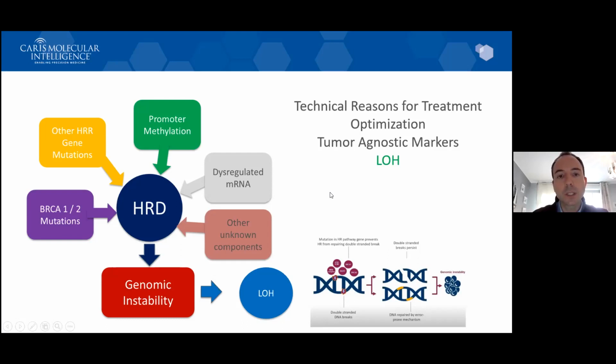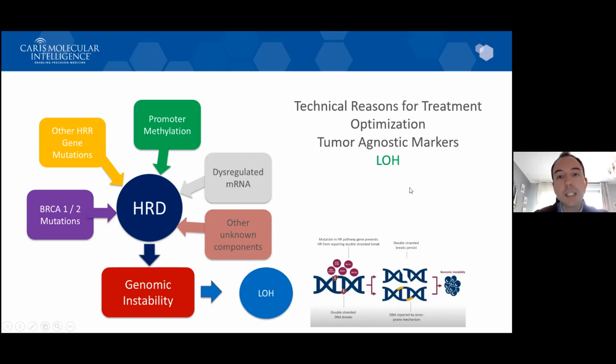It's loss of heterozygosity. There are different ways of analyzing this, but the reason why LOH is important is because there are factors leading to LOH which you cannot analyze immediately via NGS sequencing, for instance, promoter methylation. This is the reason why you want to measure LOH if you want to investigate the status of the repair machinery of your cell.